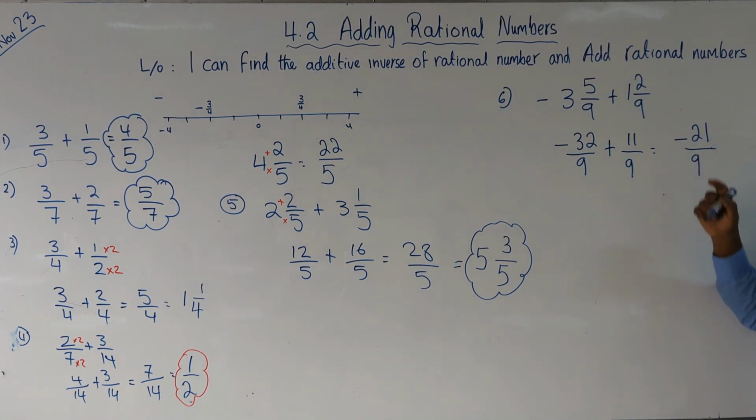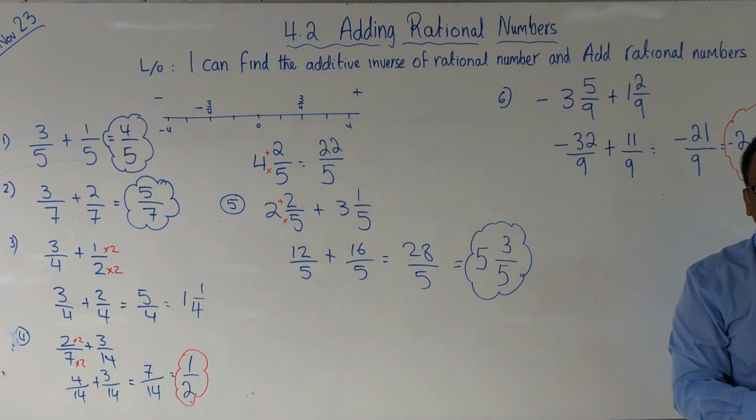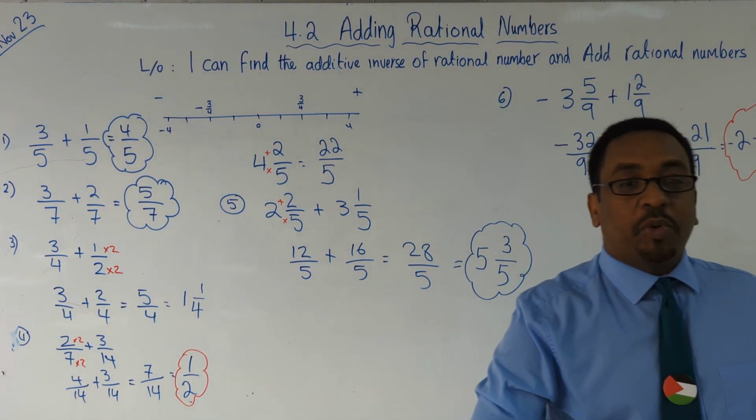How do we change this to a mixed fraction? We divide. How many 9s are in 21? 2. So we write down 2, remember, negative 2. What is the remainder? 3. The denominator stays the same, and the remainder 3 goes on the top. And this will be our final answer. Does that make sense, girls? Okay, before we stop, any questions?